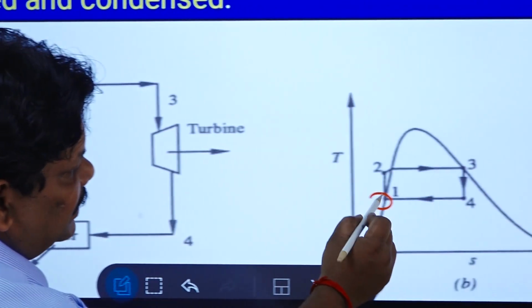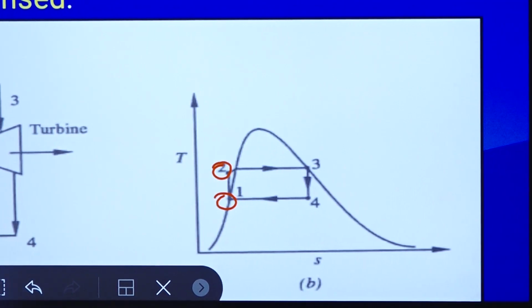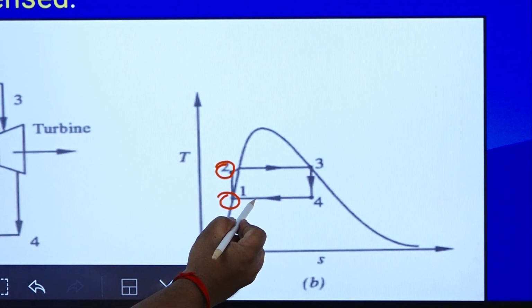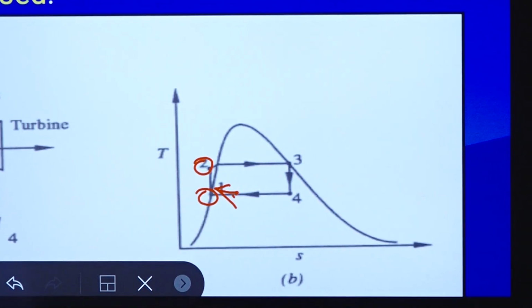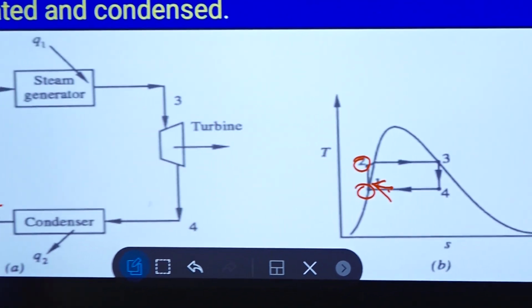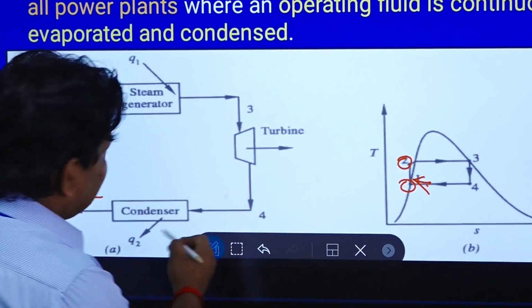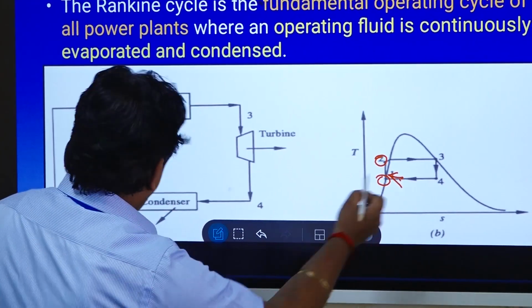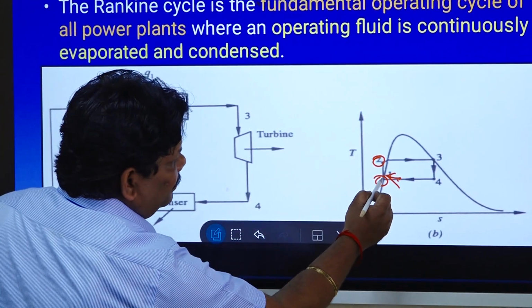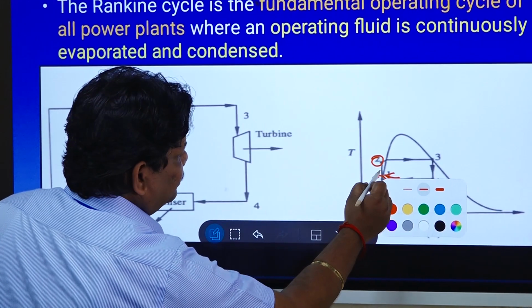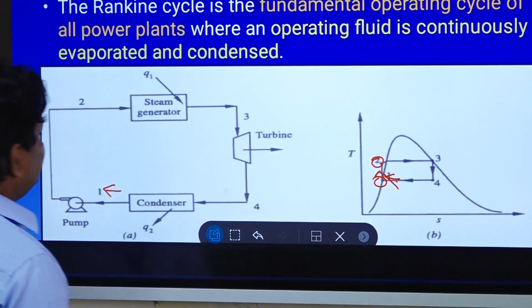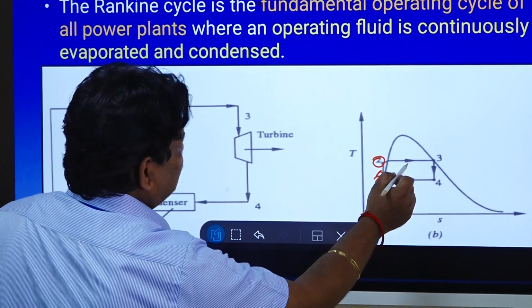You can see here the temperature entropy diagram. You can see the low pressure condensate, not refrigerant, the low pressure condensate from this condenser. It comes from the condenser and it is pumped with the help of a feed pump, and then it is sent to the steam generator.